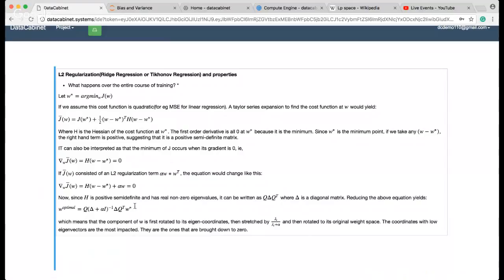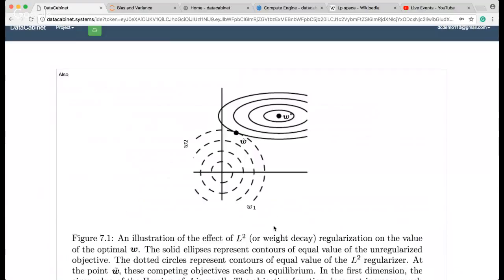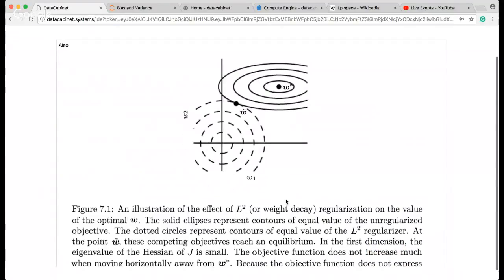Another way to see it is that every direction will be shrunk. If the original eigenvalue was lambda I, then it will become lambda I divided by lambda I plus alpha, so it will be a smaller value. This impacts the lower eigenvalue directions more than the higher eigenvalue directions. So it will shrink the lower eigenvalues by a lot, and not the higher eigenvalues by that much. Another way to think of it is in a picture, which is always nicer.